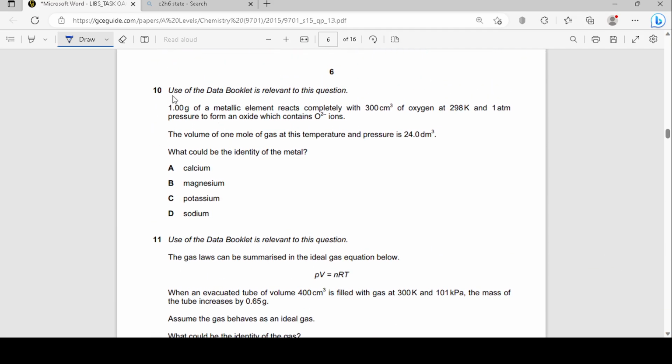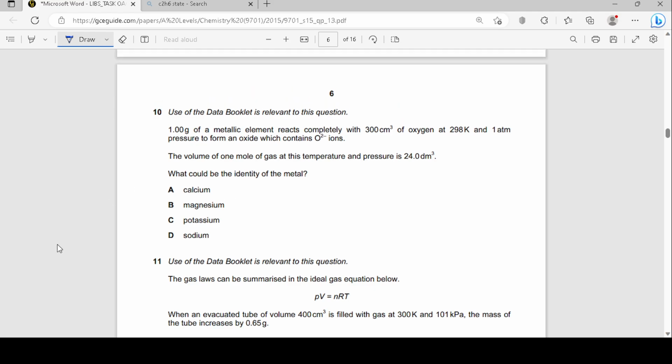So next, question number 10. 1 gram of a metallic element reacts completely with 300 cubic centimeters of oxygen at 298 kelvin and 1 atmosphere pressure to form an oxide which contains the O2- ion. The volume of 1 mole of gas at this temperature and pressure is 24.0 cubic decimeters. What could be the identity of the metal?